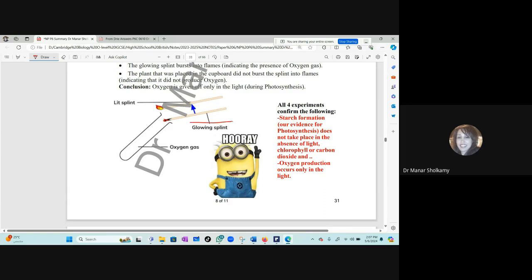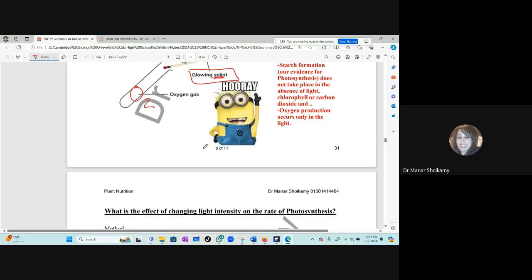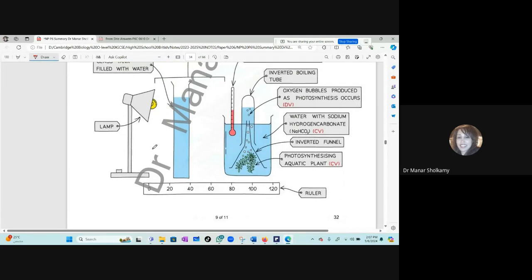This is the test for oxygen. It's not very common, but you need to know it. Oxygen is being collected in this test tube. I want to know if this gas is oxygen or another gas. What do I do? I'm going to get out the test tube and very quickly insert a glowing splint. If there is oxygen here, what will happen? The glowing splint will relight. Yes, very good. Okay. Now we understand limiting factors.